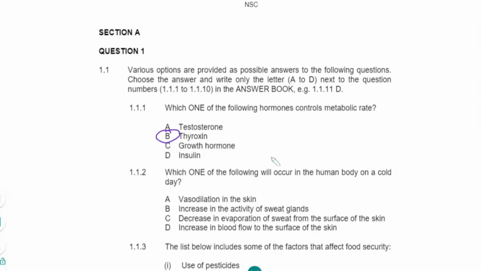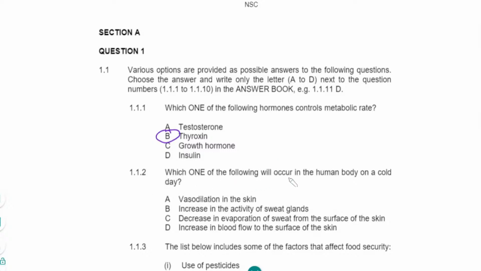Why? Thyroxine increases the rate of metabolism. Remember that if the rate of metabolism is high, you're going to result in growth. That's why I say that thyroxine can also control the rate of growth. If they're asking a question about growth and you don't have growth hormone, thyroxine is going to be the answer.